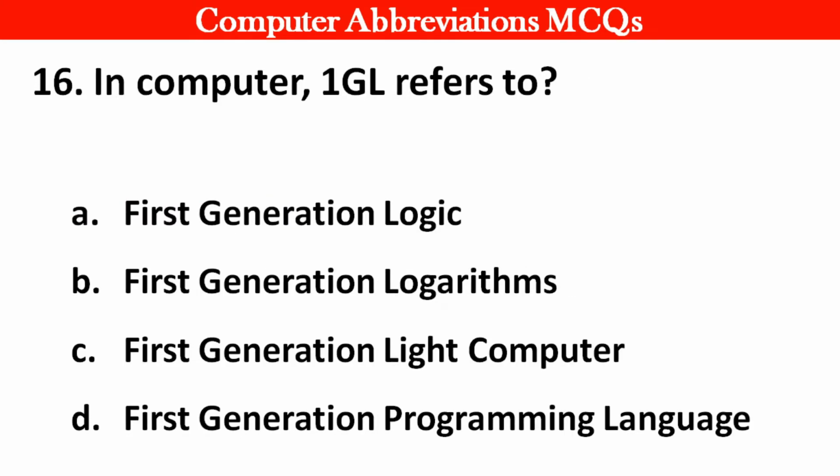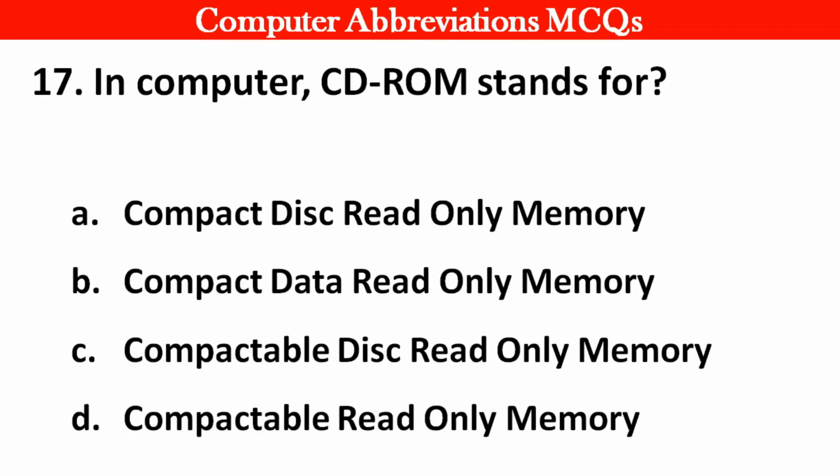Next question. In computers, 1GL refers to. Right answer is option D, first generation programming language. Next question. In computer, CD-ROM stands for. Right answer is option A, compact disk read only memory.